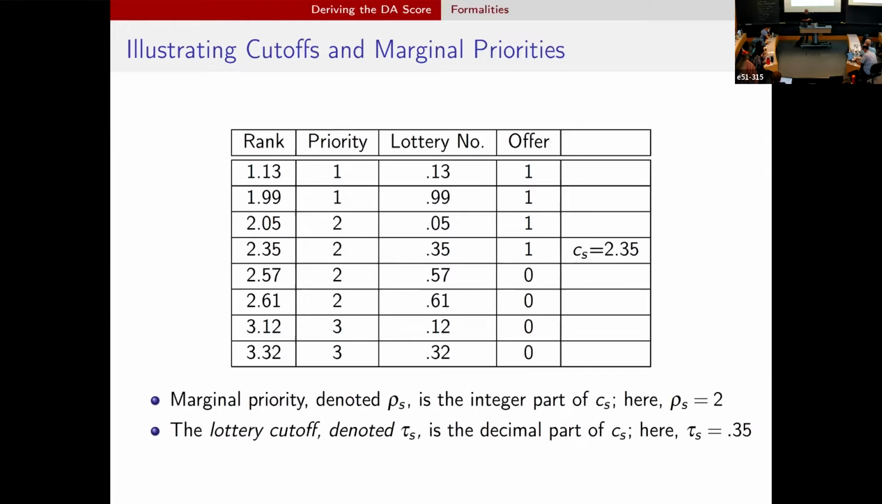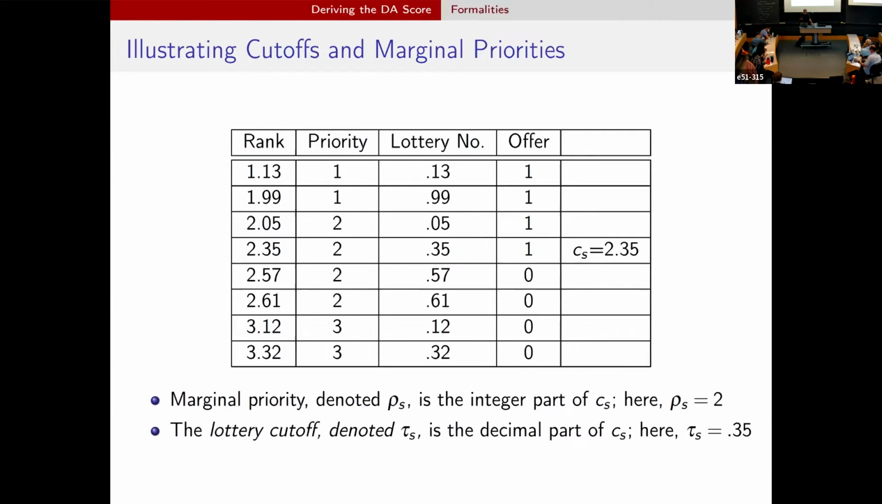So our notation here is your marginal priority is simply going to be, take the cutoff. Okay, so the cutoff is defined here as the last kid. Oops, that's the point, right? So the cutoff here is the last kid to get an offer at the school. So that's 2.35. The marginal priority is, what is the priority of that kid? Okay, so he's in priority group 2. And what's the lottery cutoff? It's 0.35. Okay, so this is the terminology and the notation here.